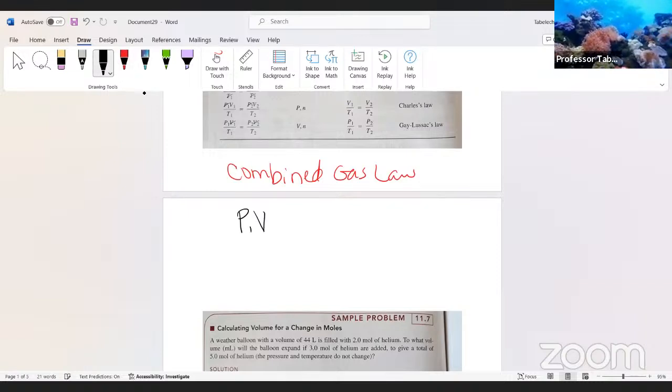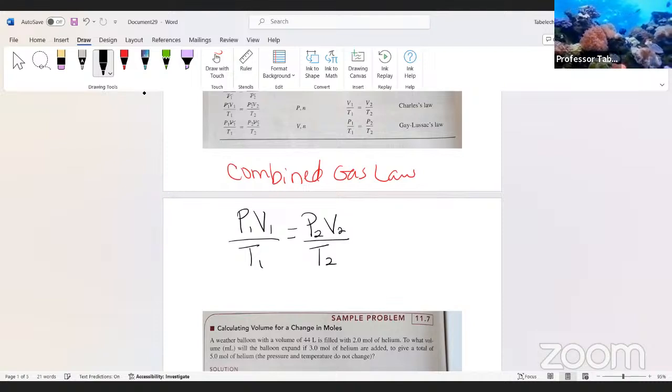All right, so let's go ahead and get into the combined gas law. The combined gas law deals with, of course, pressure, volume, and temperature. So here is your formula right here. P1 times V1 over T1, which equals P2 times V2 over T2, okay? That is your combined gas law.